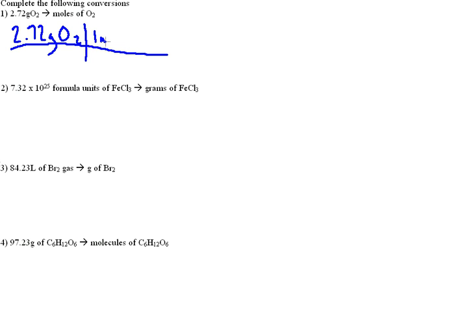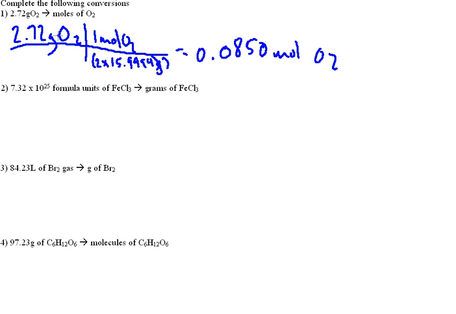So we need to know that 1 mole of O2 is equal to twice the molar mass of just one oxygen atom. I think in class I've done this for you. It's going to come out to be just under 32. So if I just do 2.72 divided by 2 divided by 15.9994, this should give us 0.0850 moles of oxygen. All right, easy enough.